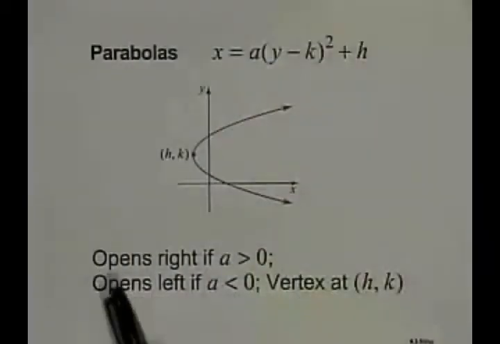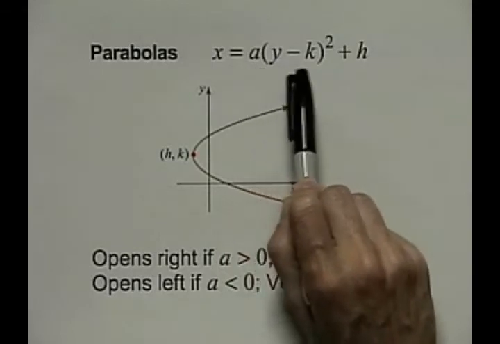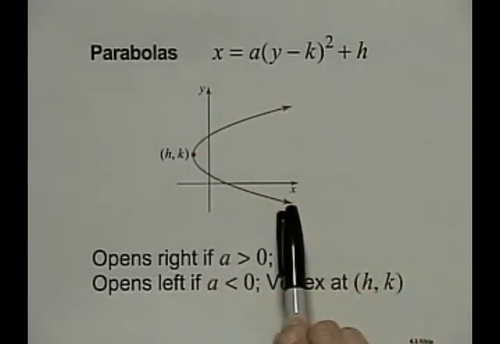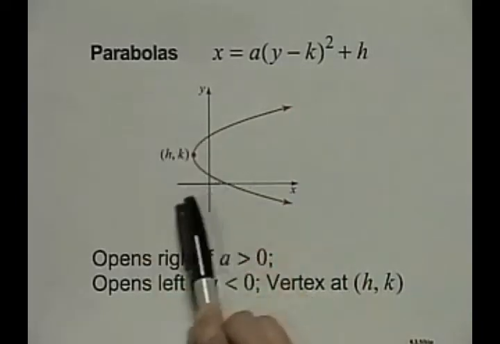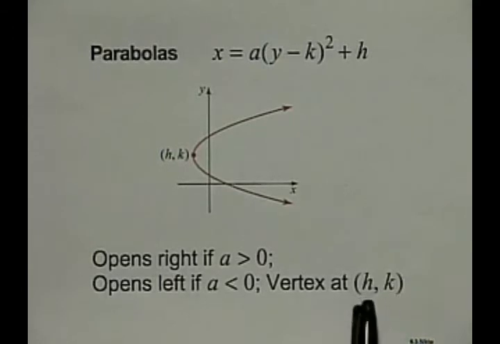Here's another parabola. This parabola has an equation of the form x equals a times y minus k squared plus h. Notice that the parabola opens to the right, or it could open to the left. It opens to the right if a is positive, left if negative, and its vertex is the point (h, k). Notice that consistency carried throughout the conics.